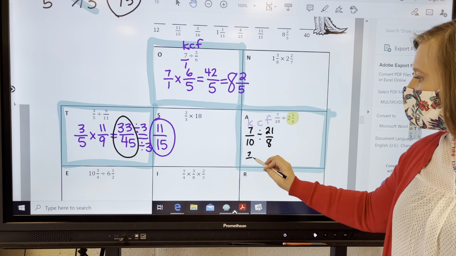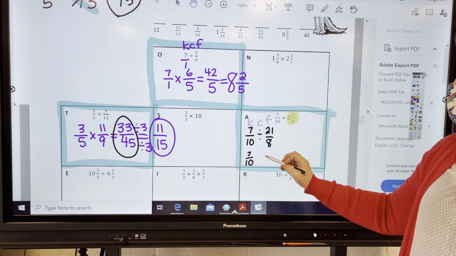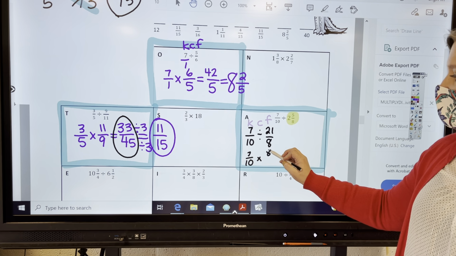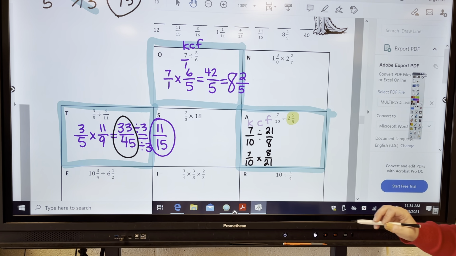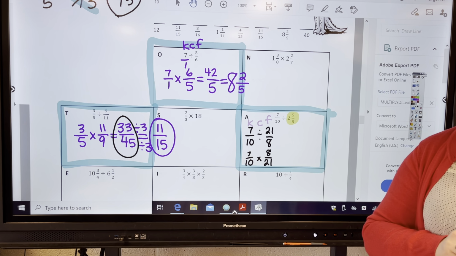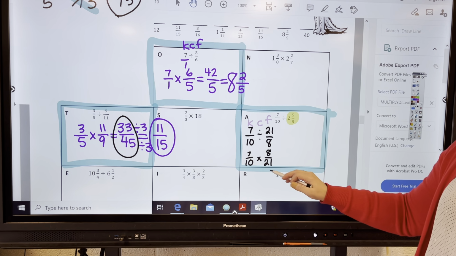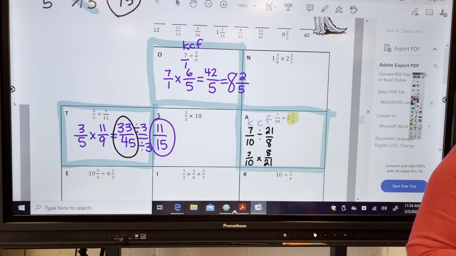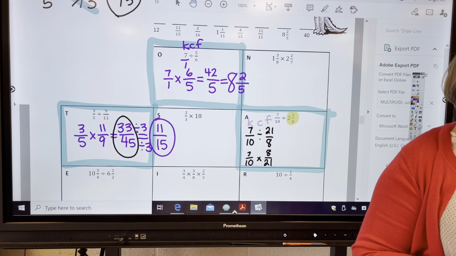Keep 7/10, change division to multiplication, and flip. What should we do before we go any farther? Because this is going to be some big numbers. You've got the 56 over 210. Who wants to do that math?